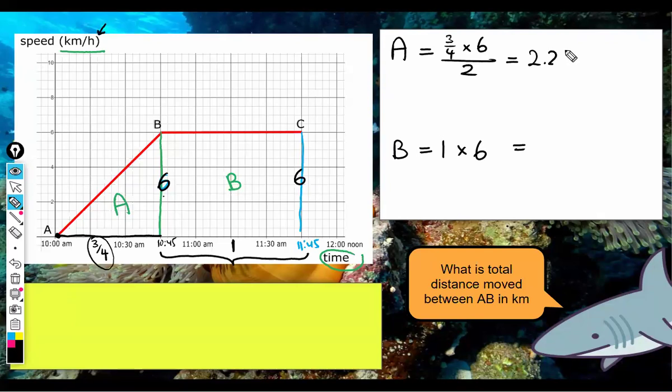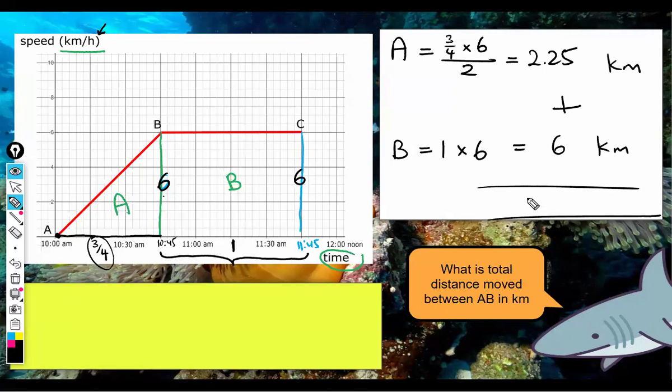I got 2.25 here, kilometers. And 1 by 6 is 6. I'm just making sure. So when you add it, how much will you get? 8.25 kilometers. Make sure you see it, and just copy down my answers. Make sure you physically see it on your calculator.